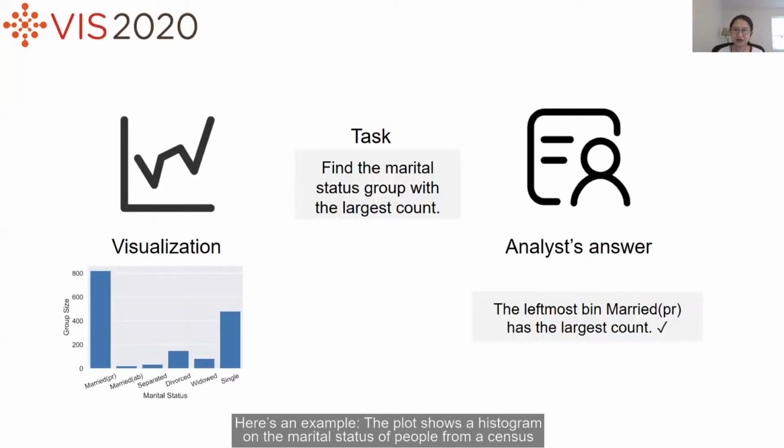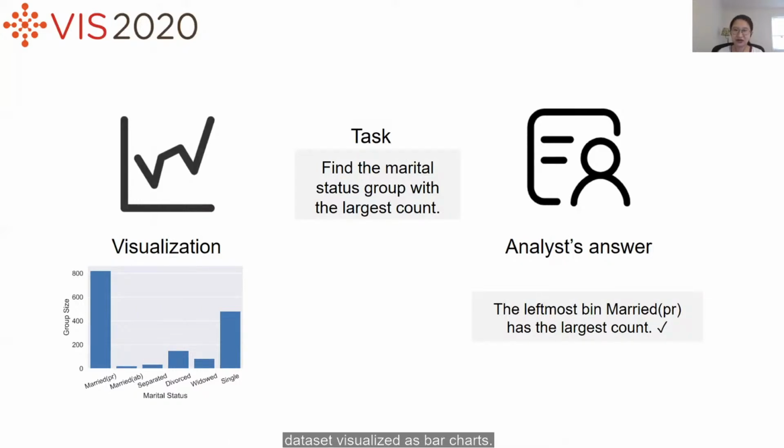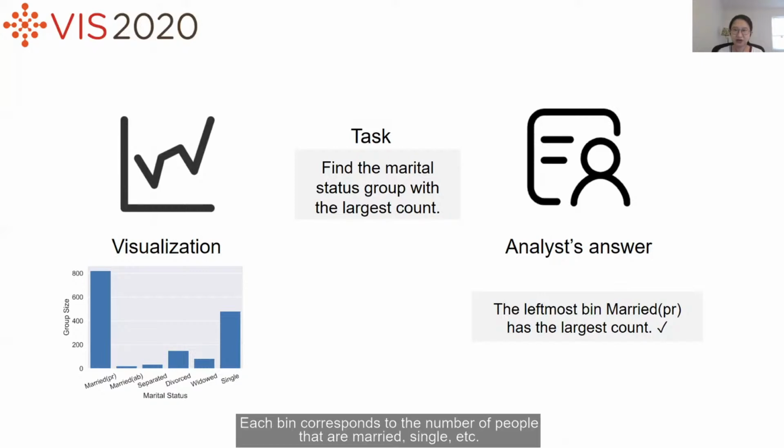The plot shows a histogram on the marital status of people from a census data set, visualized as bar charts. Each bin corresponds to the number of people that are married, single, etc. And the task is to find the marital status group with the largest count. The user succeeds if they can identify the leftmost bin represents the group with the most people. However, when privacy is involved, things might change.